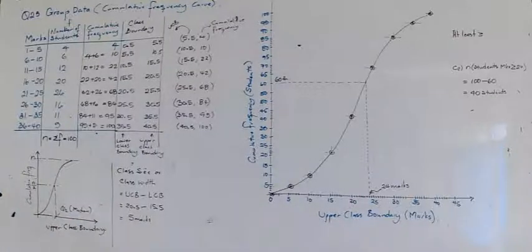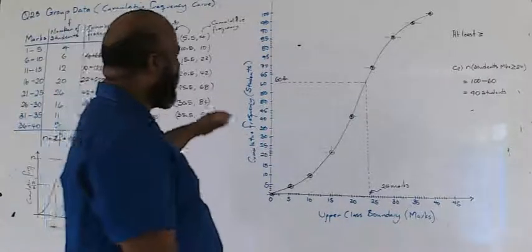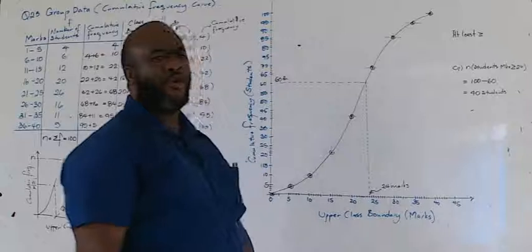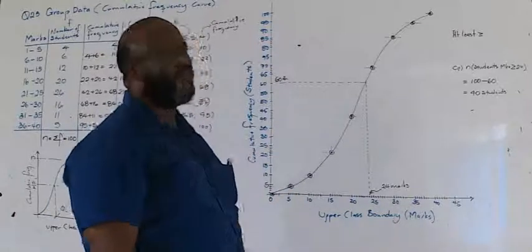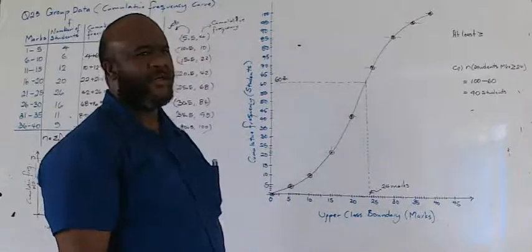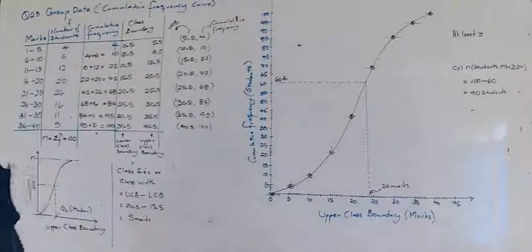Last question. Show by drawing lines on your graph how you obtain your answer. So actually this was the last question, and all they are asking is for us to show by drawing lines on the graph how we obtained the answer, which we have done. This is the cumulative frequency curve.